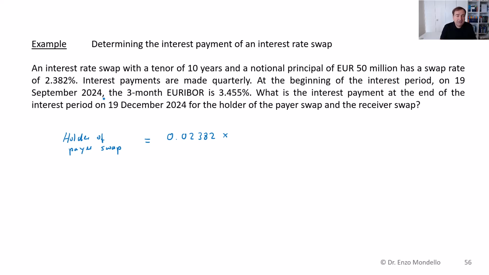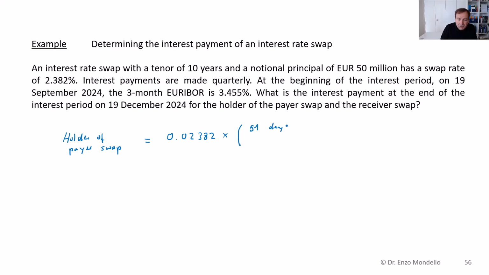The 91 days can be calculated as follows. We have from the 19th of September to the end of September 11 days. Then in October we have 31 days, in November 30 days, and 19 days in December. So the total is 91 days.